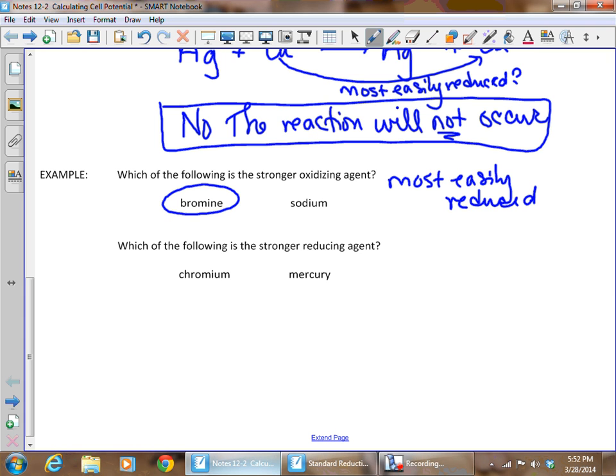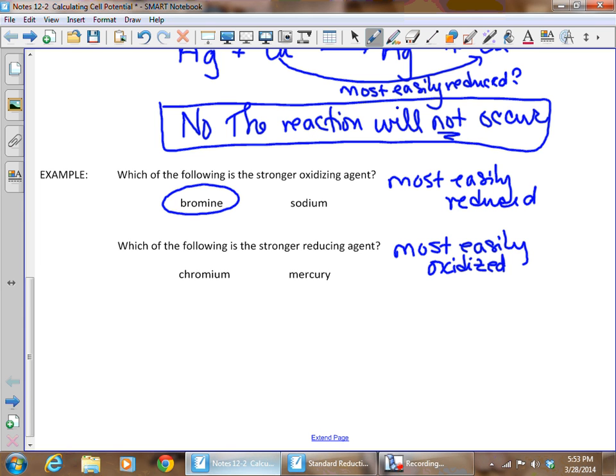Now on the next question, which of the following is the stronger reducing agent? It's the opposite. If it's the stronger reducing agent, we're looking for the substance that is most easily oxidized. And if it's the most easily oxidized, where is it going to be? Right, it's going to be at the bottom of the table.